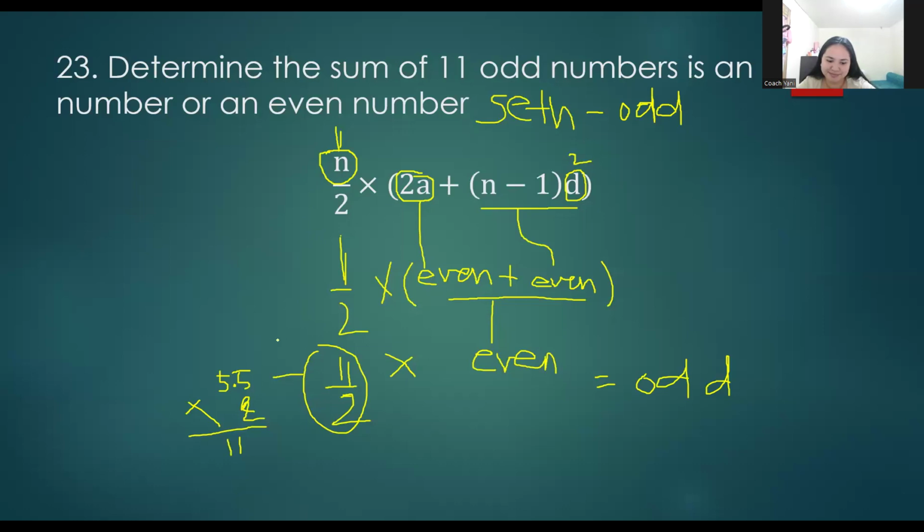Supposedly, any number that is multiplied by even should be even. However, this one is a special case, right? Because this is not a whole number. This has a decimal in it. Seth said odd, so it's correct. So again, even times odd, if it is a whole number, then it's even. But since this has a decimal, 5.5 times 2, then it's odd.